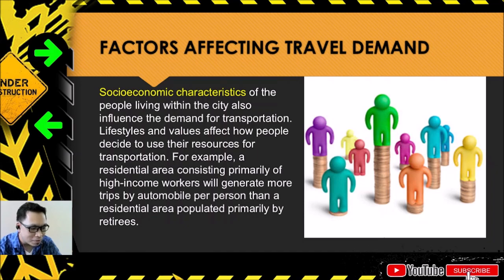So lifestyles and values affect how people decide to use their resources for transportation. For example, a residential area consisting primarily of high-income workers will generate more trips by automobile per person than a residential area populated primarily by retirees.